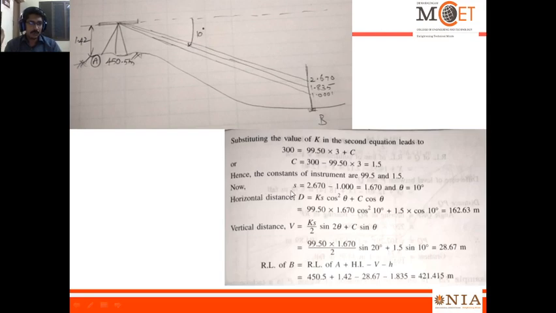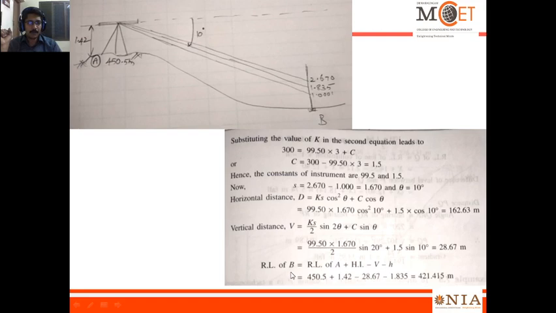Now top minus bottom gives the staff intercept 1.600 and theta is 10 degree. The horizontal distance equation for the inclined line of sight is D equals Ks cos square theta plus C cos theta. So substitute, we have the K value and C value, the S value you have determined, and theta you have. Substitute, you will get the distance 162.63 meter. And the vertical distance V is equal to Ks sin 2 theta by 2 plus C sin theta. Substitute all the values, you are able to get 28.67 meter, right?